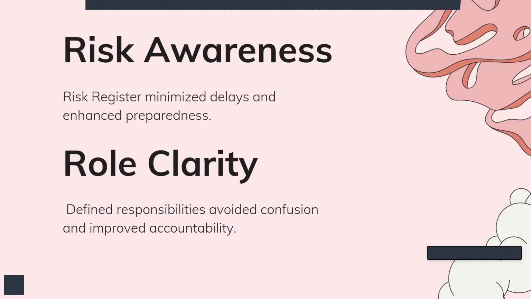The third point is risk awareness. Thanks to the risk register, we can think ahead by identifying risks and planning strategies to reduce uncertainty. The fourth point is clarity in roles and responsibilities. By sticking to our team charter, we can avoid confusion, and everyone knows their task, which improves teamwork and productivity.